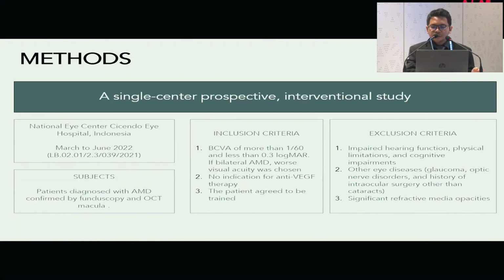We conducted a prospective interventional study at Cicendo Eye Hospital, Indonesia. Patients included were those diagnosed with AMD confirmed by both fundoscopy and OCT macula, who were not in an active state. We made sure there was no indication for anti-VEGF therapy. We included those with best corrected visual acuity between 1/60 and 0.3 logMAR, and here are the rest of the inclusion and exclusion criteria. We made sure there was no other eye disease that might interfere.